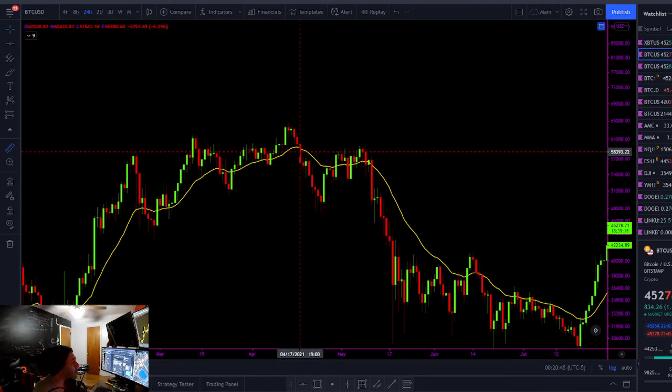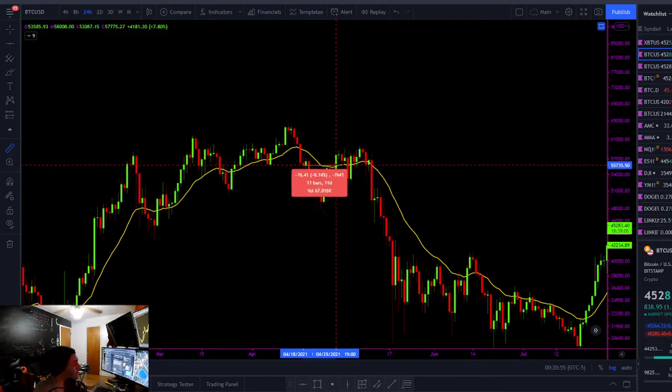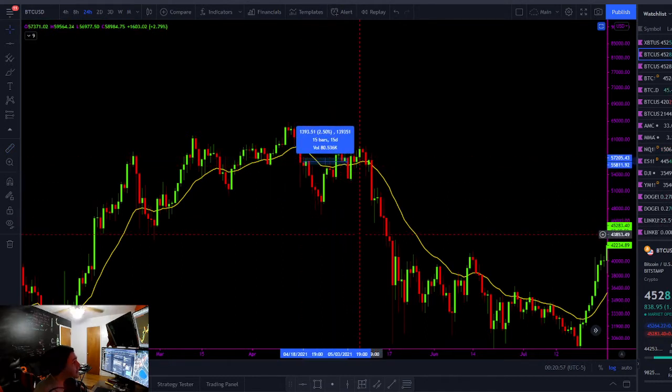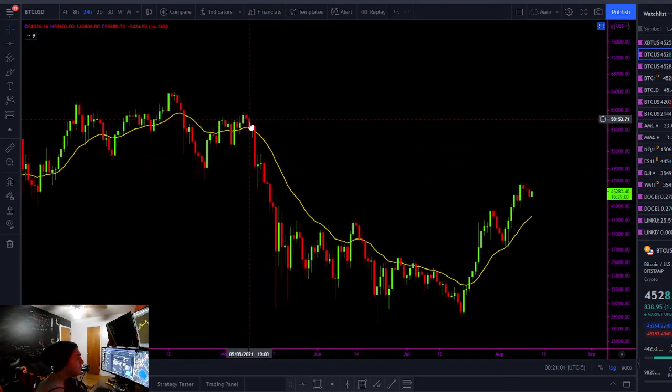Get your boom, your crash below, your close below the 21 exponential, followed by your confirmation open and closure. You enter right here, and where do you get out? Excuse me, this doesn't work, right? This is where it works.